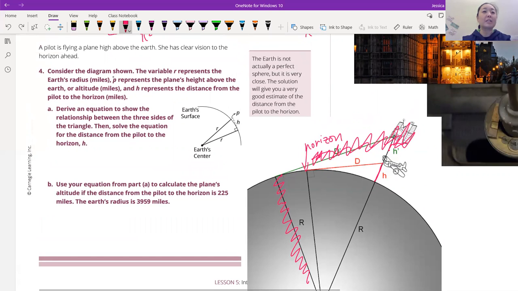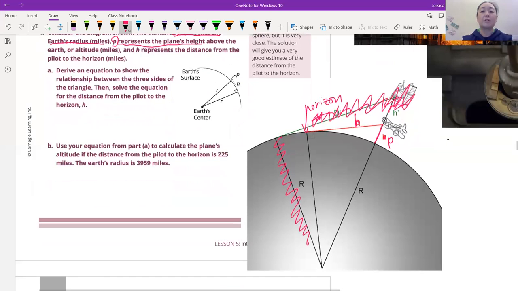Here it says consider the diagram. If you notice right here, they do it the other way, but it's still the same thing. I like this one just because it blows it up a little bit bigger. It's easier to see where the H is and all that other stuff. So this is their H right here, because that's the horizon. Instead of H, we're going to put in P, because they put in P, because it's the plane's height. P represents the plane's height, and R represents the Earth's radius in miles.